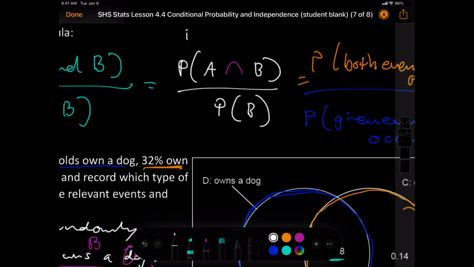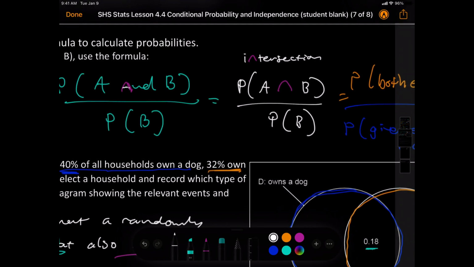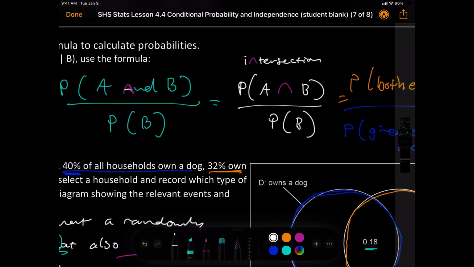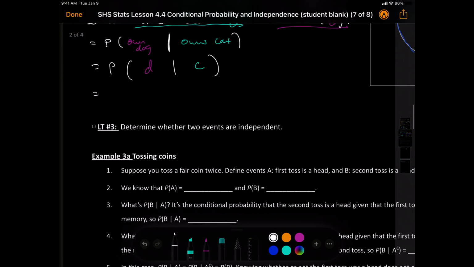Remember, this one over here means intersection, and that's why I drew that pink there. And this one over here, I want you to think of as a play on words, kind of like an "and", or I guess you can use the "and" as well. Okay. All right. So our formula that we're going to use is the probability of the intersection of dogs and cats over the probability that it is just cat.